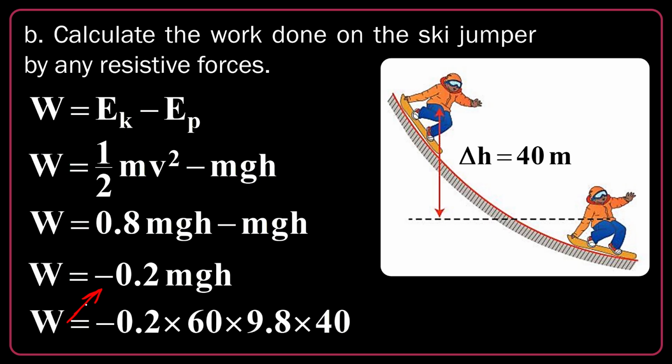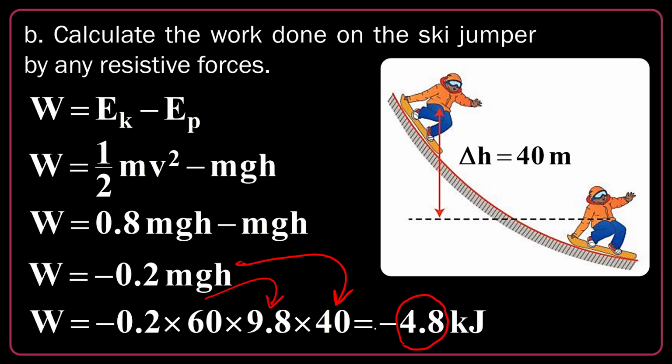Let's plug in the values. The mass of the skier is 60 kilograms, gravitational acceleration, and h is 40 meters. The answer is negative 4.8 kilojoules. The internal energy actually produced is 4.8 kilojoules, because the work done by the frictional forces is the internal energy escaped from the mechanical energy.